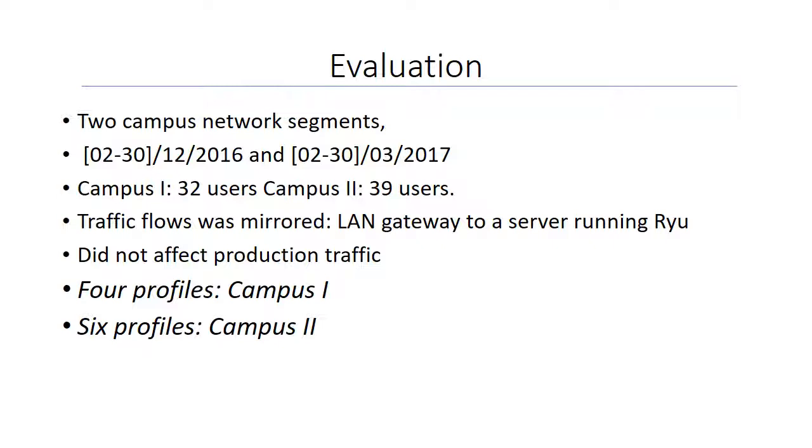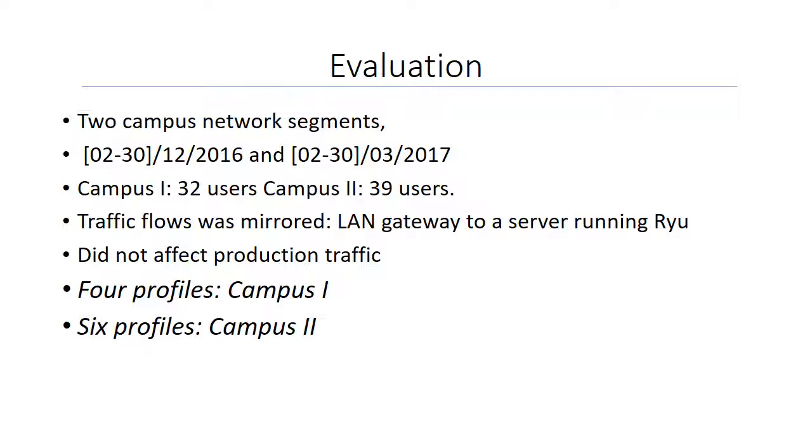Campus 1 network segment comprised 32 users. This was basically a part of a larger campus network segment. Similarly, Campus 2 comprised approximately 39 users in that respective network segment. Traffic flows to and from users and the application servers, including the external internet, were mirrored at the access switch at the local area network gateway in each of the campus segments. The output was forwarded to a server running a Ryu controller and a controller instance.